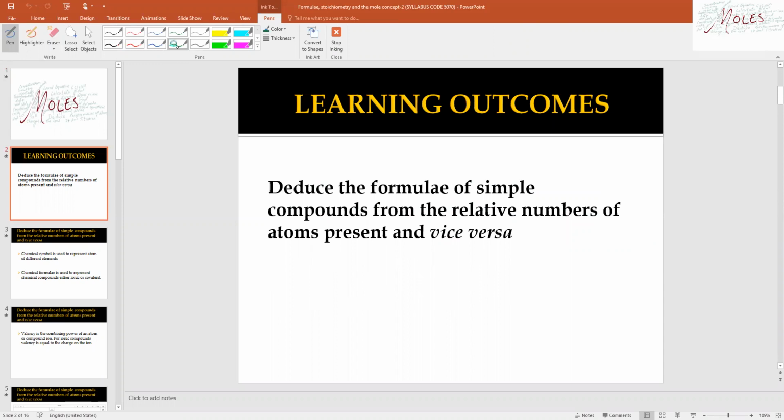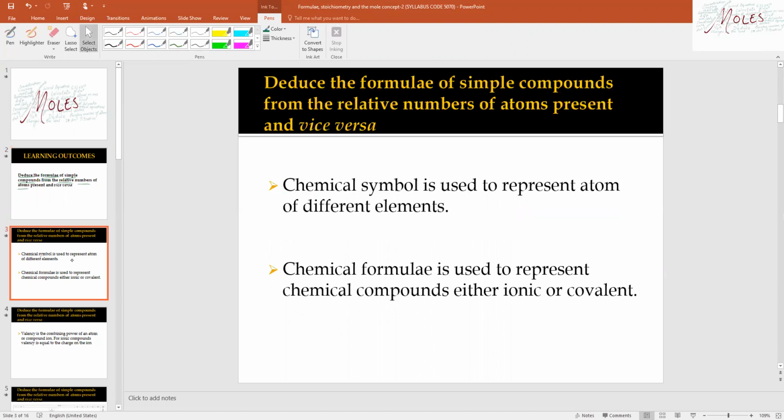I will continue my lesson on the topic formula, stoichiometry and the mole concept. The learning outcome is to deduce the formula of simple compounds from the relative numbers of atoms present and vice versa. In this lesson, I will teach you how to work out the formula of compounds from the relative number of atoms present.